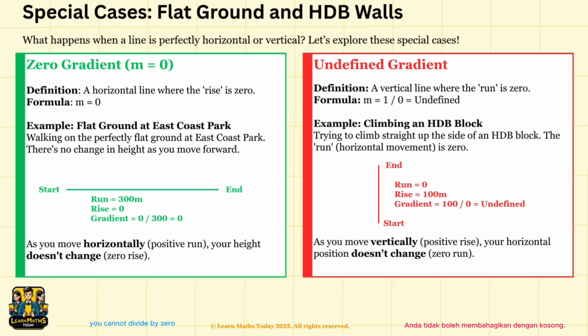Mathematically, you cannot divide by 0. So if you try to put 100 over 0 into your calculator, it will give you an error or undefined. This means the gradient of a vertical line is undefined. It's infinitely steep. These special cases are just as vital to grasp as positive and negative gradients, as they describe very distinct and common orientations of lines on the coordinate plane.